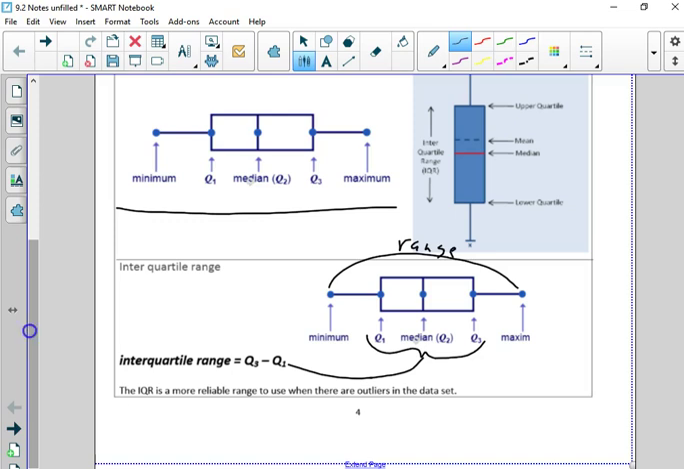And this is very important. The IQR, this thing right here, is more reliable to use than the overall range when there's outliers. Because that's not affected by the outliers.